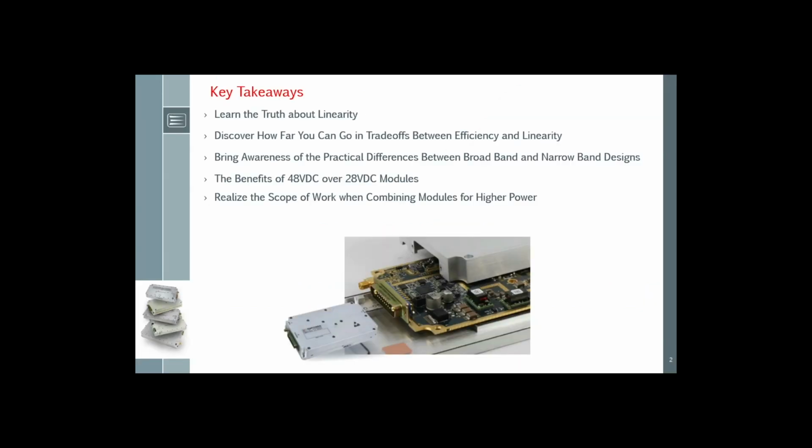Thanks, Jon. This is George Bollendorf, the Marketing Manager at Empower RF, and I'm really excited about today's subject. There are some very interesting takeaways that you'll come away with, and one of my favorites, the truth about linearity. There are subtleties here that Paulo will cover, and I'm sure you'll learn something in that discussion. Paulo will also hit on the trade-offs between efficiency and linearity, and then also the differences between broadband and narrowband designs.